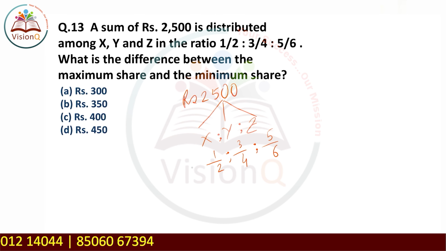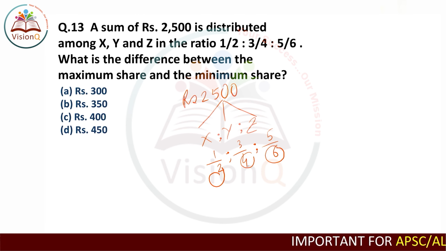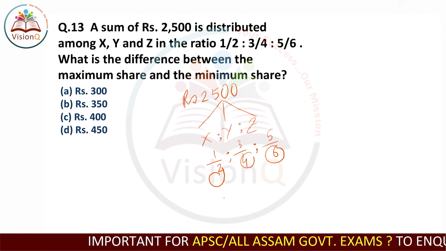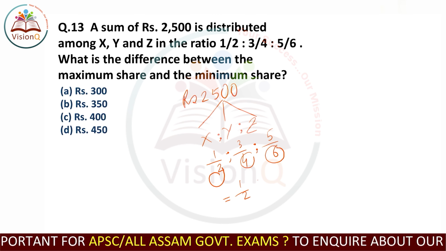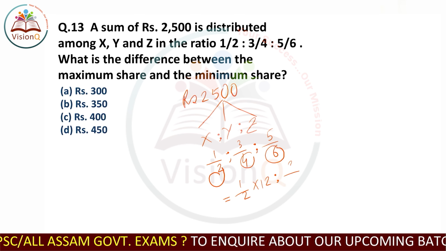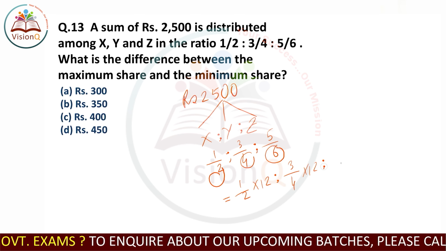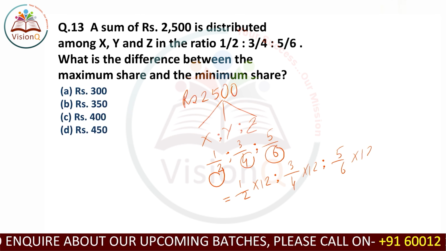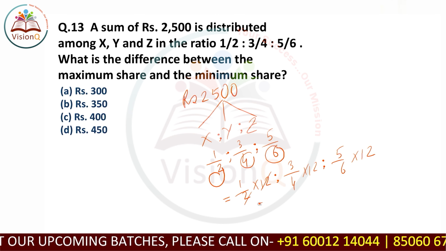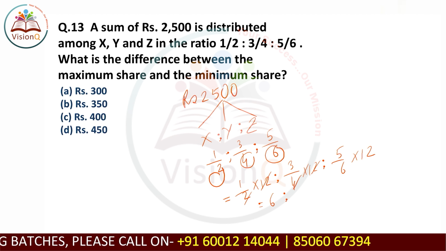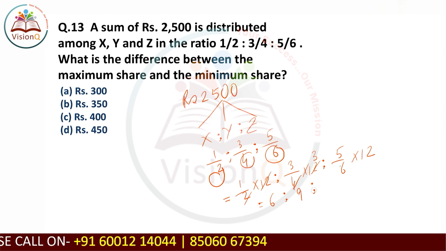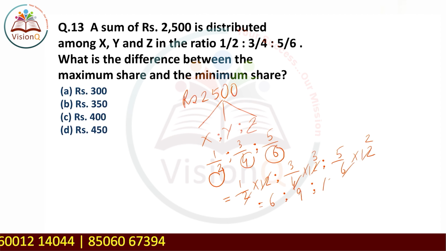To convert this fraction to integer, what we do? We take the LCM of 2, 4 and 6. The LCM of 2, 4 and 6 will be 12. And I have to multiply all terms with 12. So half into 12, 3 by 4 into 12, 5 by 6 into 12. The ratio becomes 6 is to 9 is to 10.